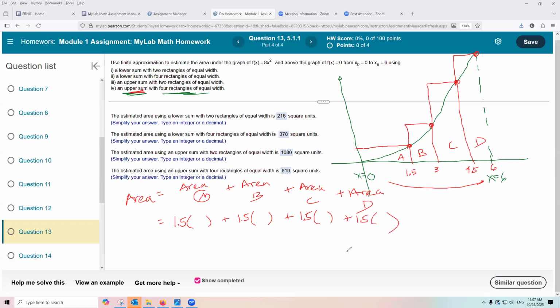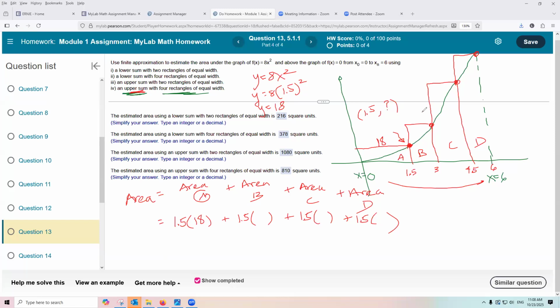All I have to do now is find the height. Well, I know y equals 8x squared. So if I go to this point, the x value is 1.5. I need to figure out the y value. Well, I'm going to work out y equals 8 times 1.5 squared then. I'm going to do that on a calculator. And I'm getting the answer 18. So the height of this rectangle is 18. So I'm going to put that in here.